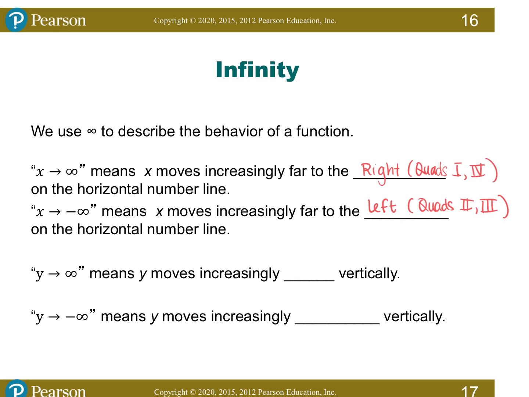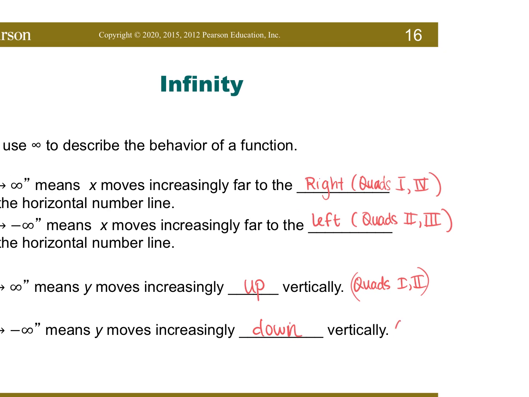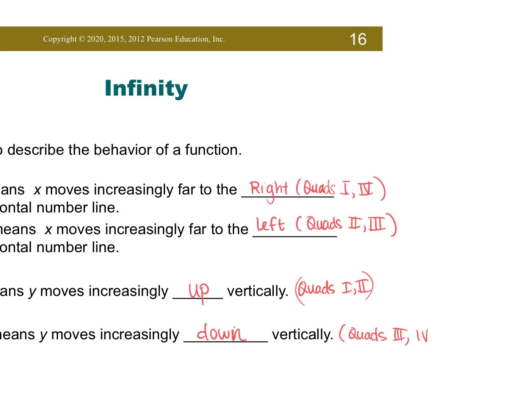If we're talking about y approaching infinity, now we're moving up and down. So we're moving increasingly up vertically. That will go through quadrants 1 and 2. So we'll be heading this direction through quadrants 1 and 2. And then if we have y approaching negative infinity, we'll be going down and going through quadrants 3 and 4. Just want to make sure everybody is clear on the quadrants and the directions.